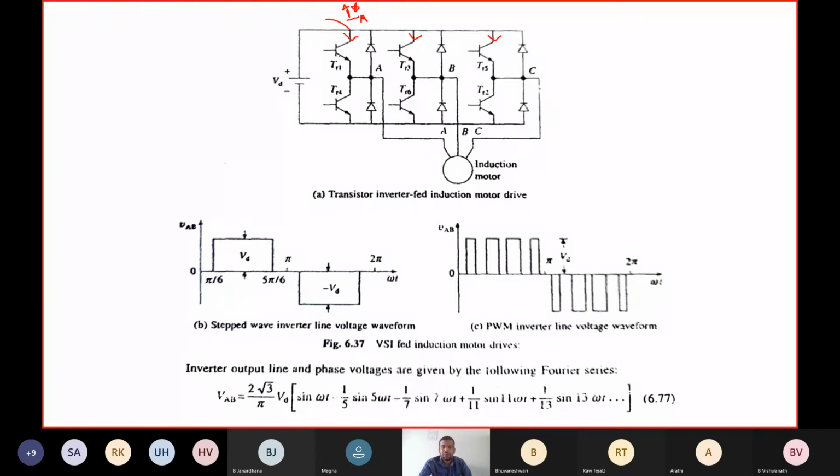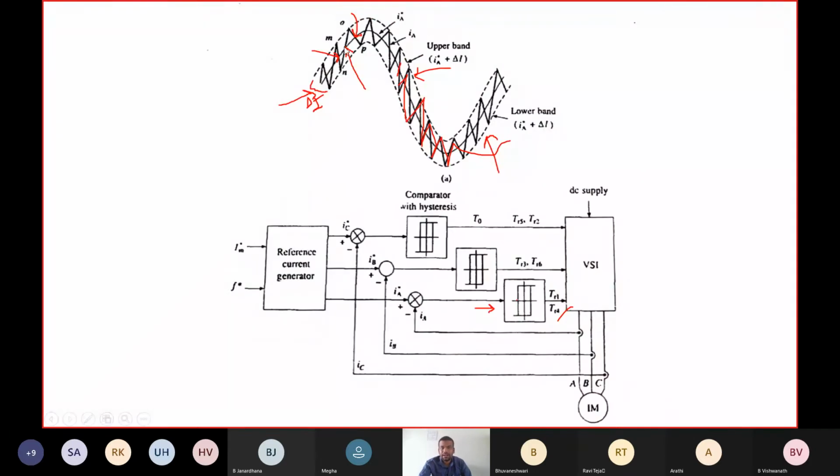So I have shown this for phase A, the IA current. This is our IA current, this is IA star. These are the two bands, one is the upper band and the other is the lower band, and the difference is called delta I. Okay, so this is about the concept.